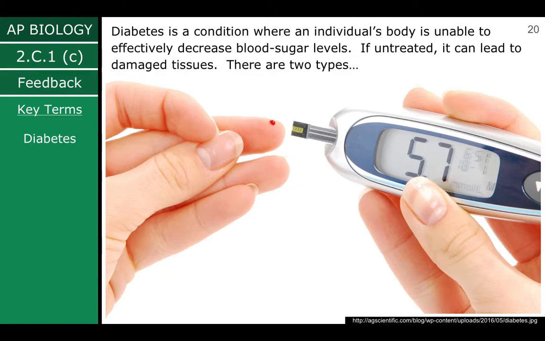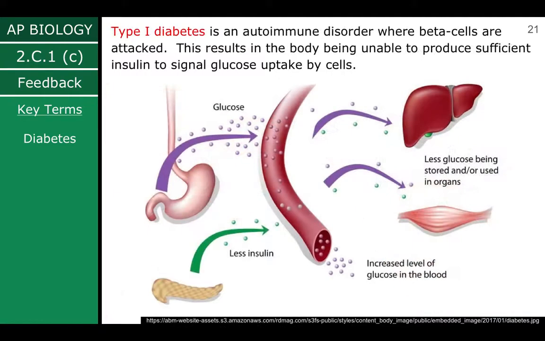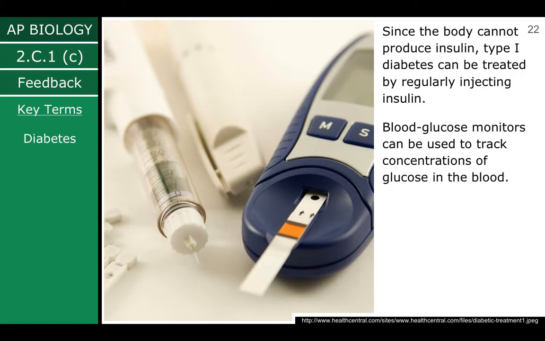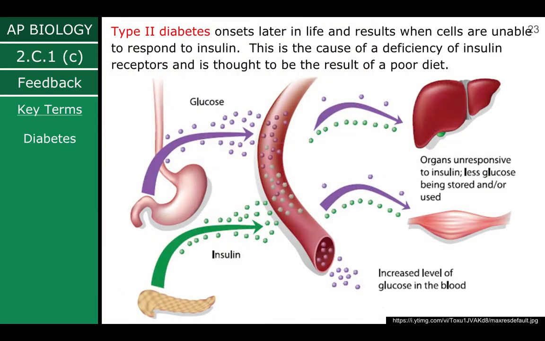Diabetes is a condition where an individual's body is unable to effectively decrease blood sugar levels. If untreated, it can lead to damaged tissues. As most of you probably know, there are two types of diabetes. Type 1 diabetes is technically an autoimmune disorder, where beta cells are attacked. This results in the body being unable to produce sufficient insulin to signal glucose uptake by cells. That's why they get insulin shots. And since the body cannot produce insulin, type 1 diabetes can be treated by regularly injecting insulin. Blood glucose monitors can be used to track concentrations of glucose in the blood.